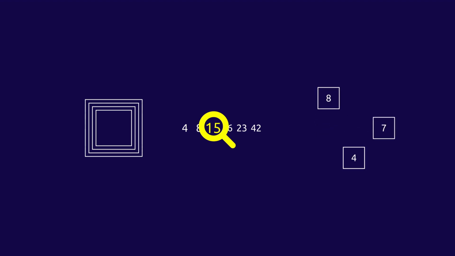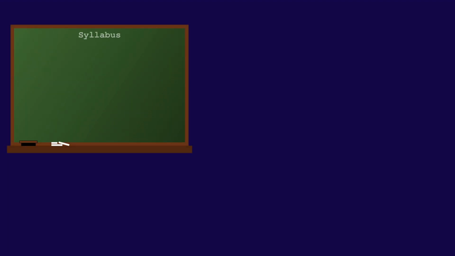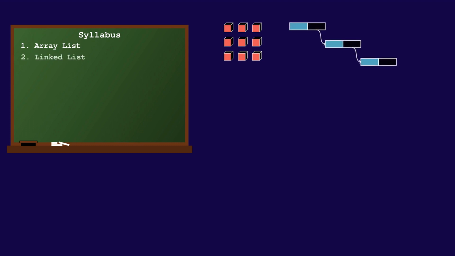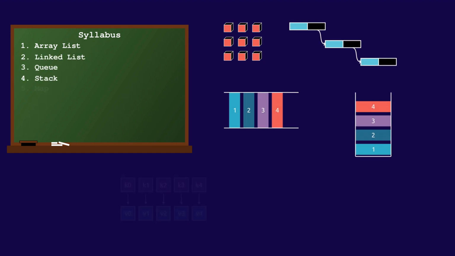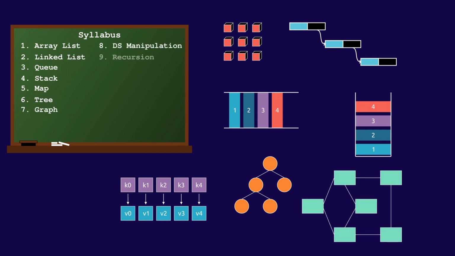Using all these data structures, we can create algorithms that involve recursion, searching, sorting, and many other things in order to solve real-world problems. So, in this series you'll learn about array list, linked list, queue, stack, map, tree, graph, data structure manipulation, recursion, searching, sorting, backtracking, greedy, and more.